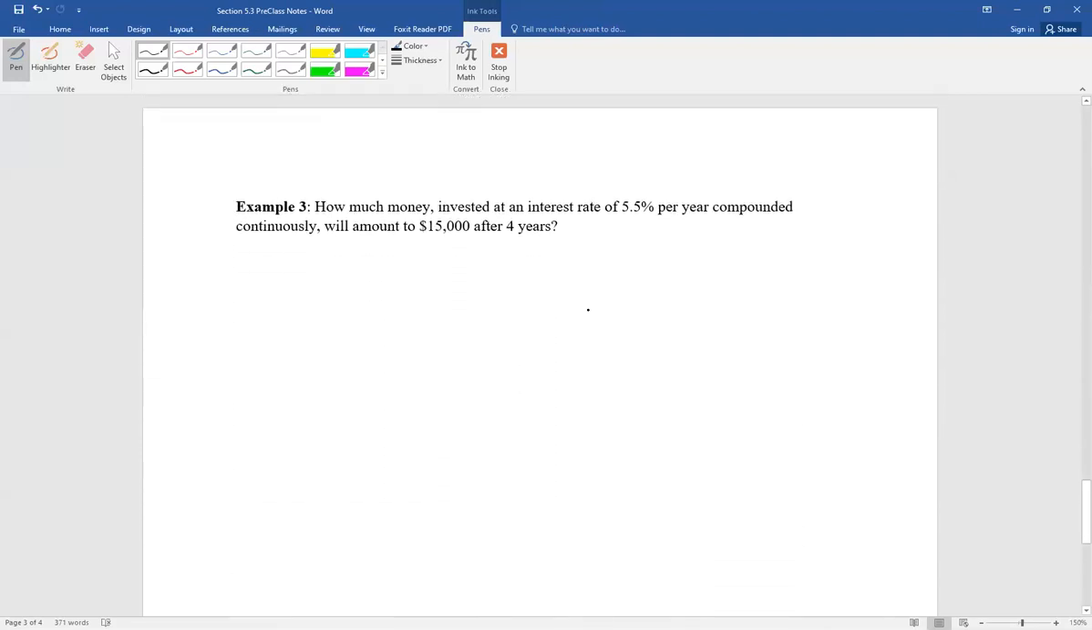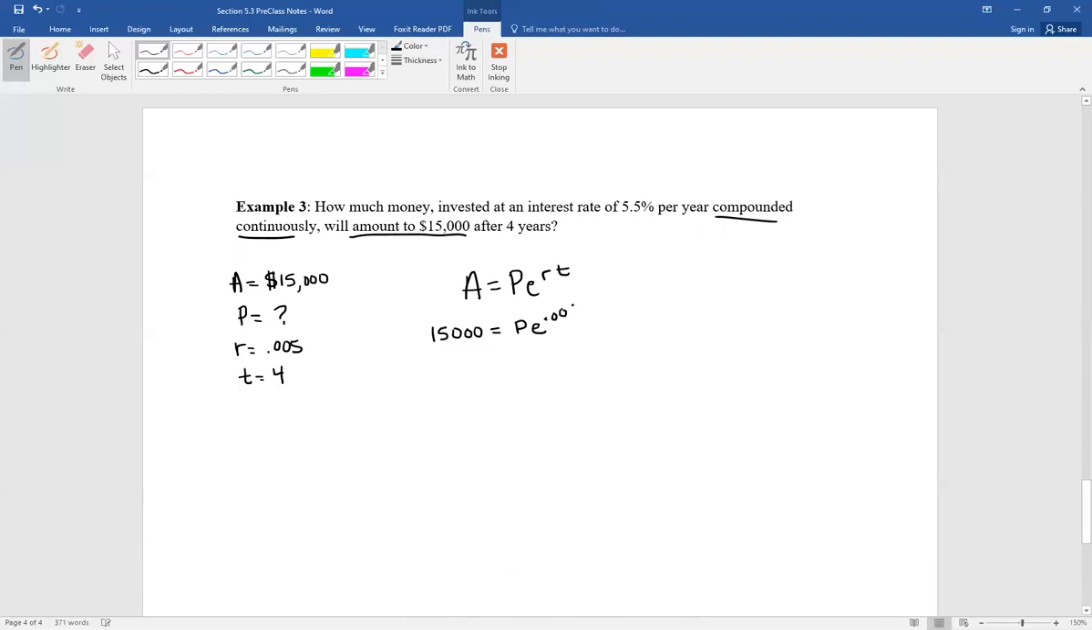All right, so then the last one for this is how much money invested at an interest rate of 5.5% compounded continuously will amount to $15,000. So a couple things different here. Amounting to means we want the future value to be 15,000. That means we don't know our present value or our principal. Our rate is 0.055 since it's 5.5%, and our time is 4. And it again is the PERT formula because they are using compounding continuously. So 15,000 equals P e to the 0.055 times 4. So we're trying to solve for P.